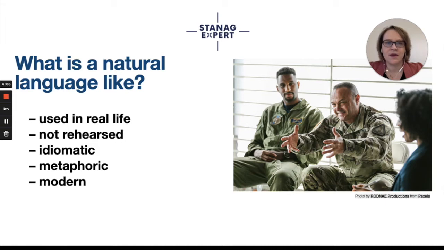a lot of idioms and metaphors, and it's modern language, so it's language that you can meet in films, series, social media. It doesn't have to be a language that is maybe common or simplistic, but it should be a language that is used by real people.